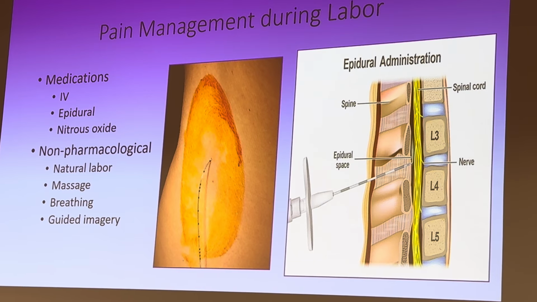Other options are just having an IV line and having something called Stadol. There's a generic name for that, nalbuphine. But Stadol is a pretty strong narcotic as well.